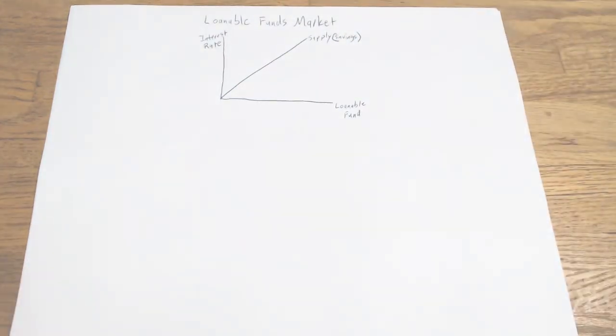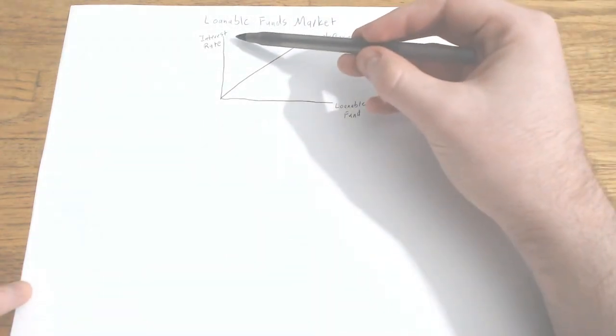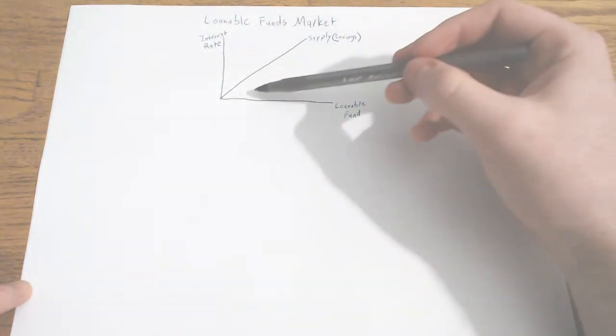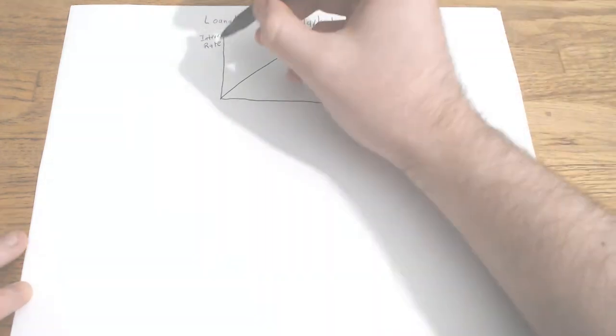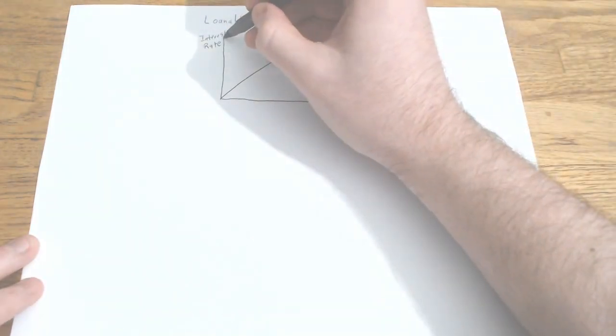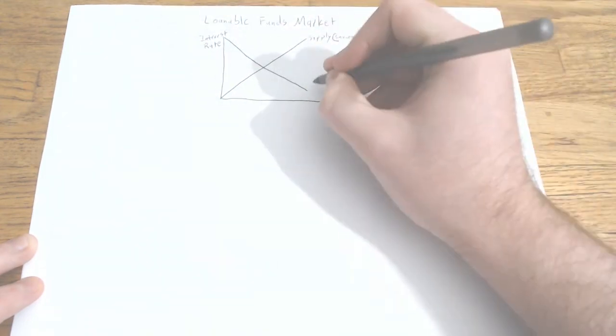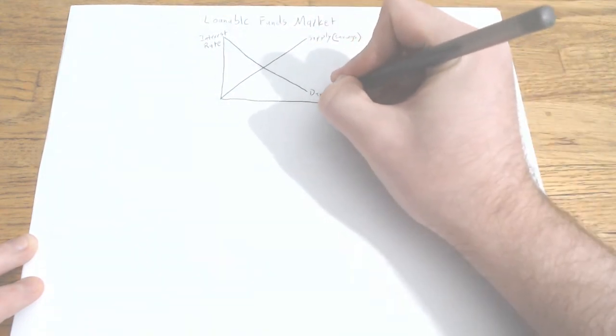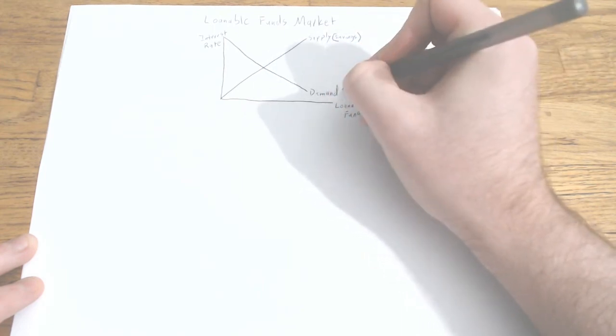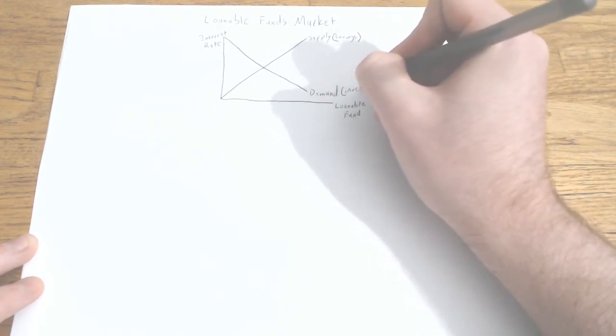As the interest rate goes down, investors are going to want to get more money so that they can invest in more projects, because it's relatively cheaper to do so. So as interest rates go up, the opposite's true. They're going to want to invest less. So there's an inverse relationship. This is our demand, or investment.